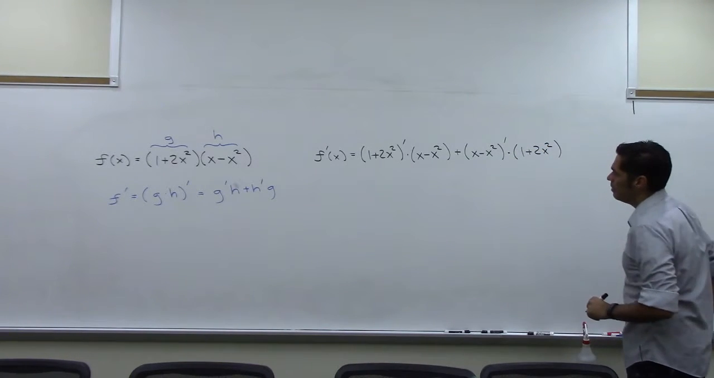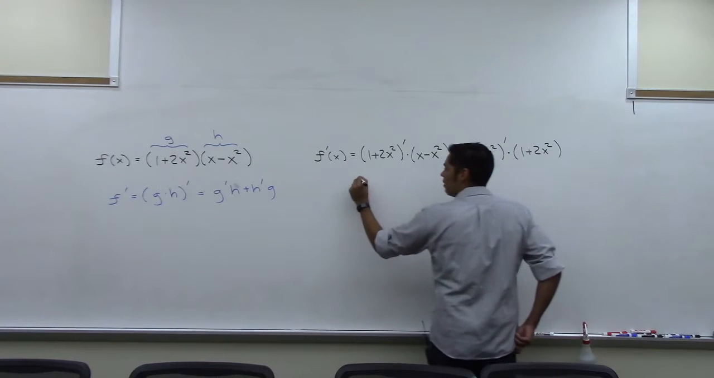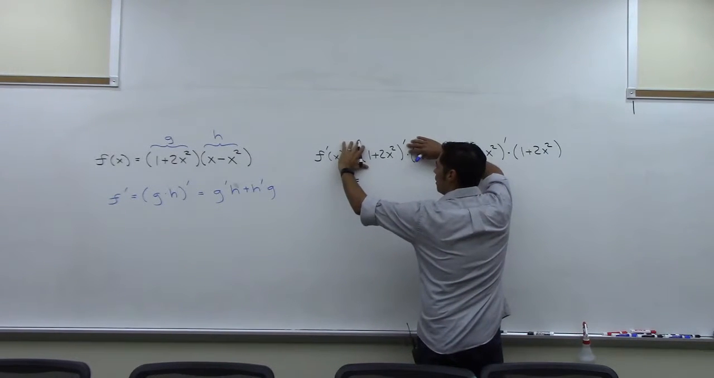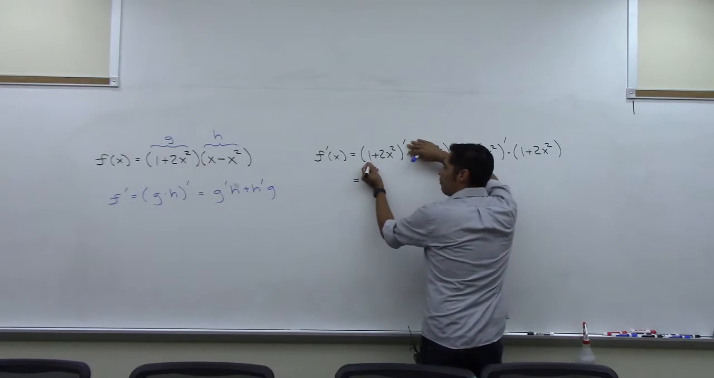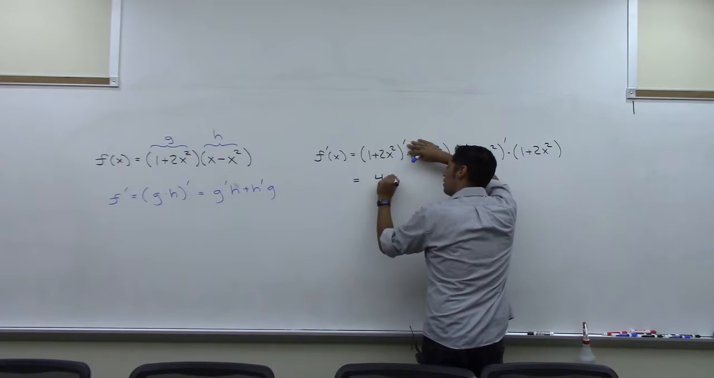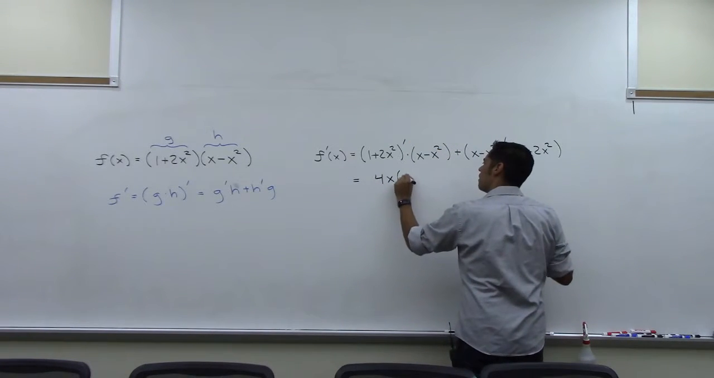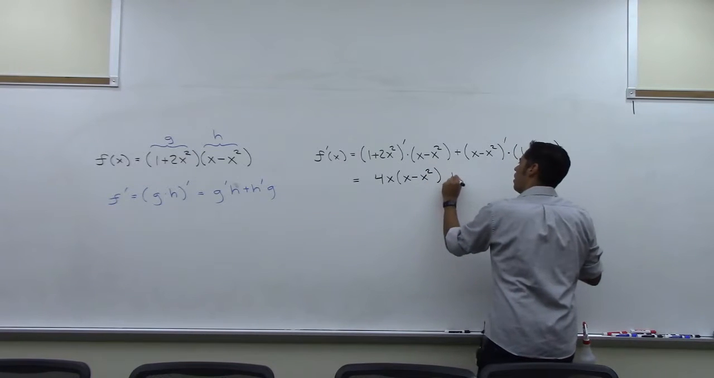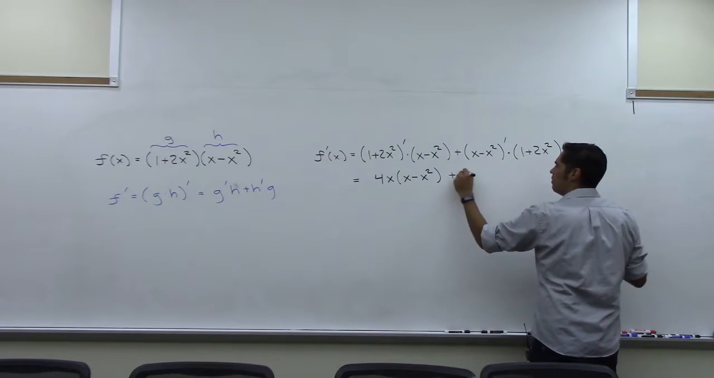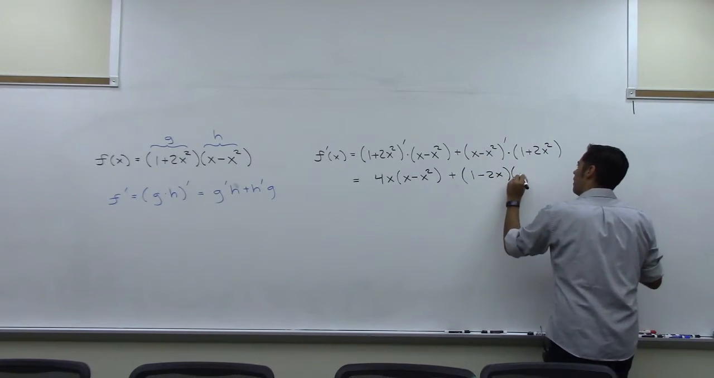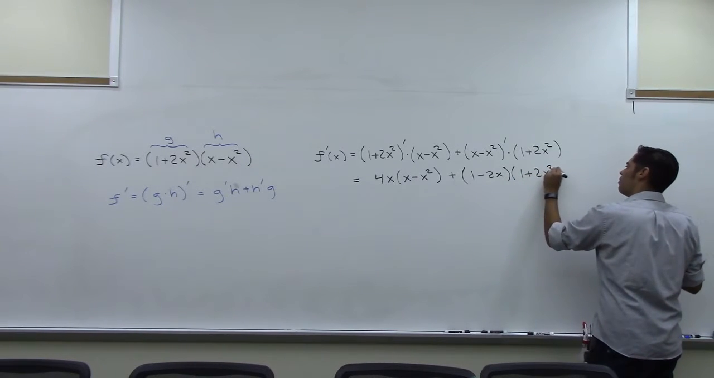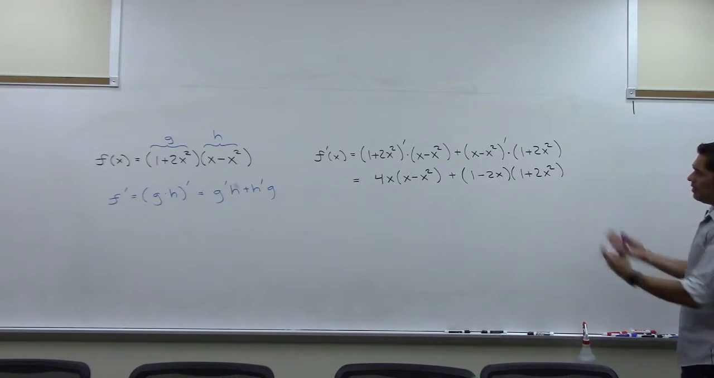All right, so there it is. Now I'm just going to take the derivative. So if I just focus all my attention right here, the derivative of this is going into the last section. Derivative of 1 is 0. Derivative of 2x squared is 4x. Then times this. Plus, now the derivative of this is going to be, in parentheses, derivative of x is 1. Derivative of negative x squared is negative 2x. And then times 1 plus 2x squared, like that. And that's it. That's the derivative.